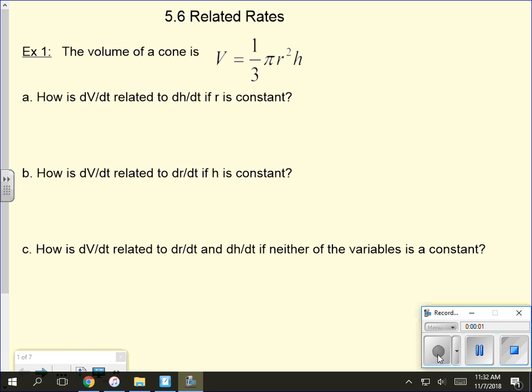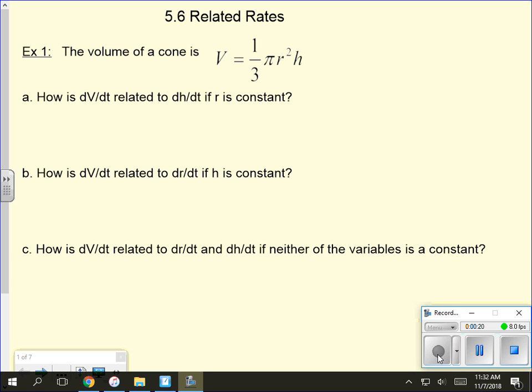Related rates. I really like related rates. They're one of my favorite sections. It's not easy, but by the same token, take your time, be careful. It's not too terribly difficult.